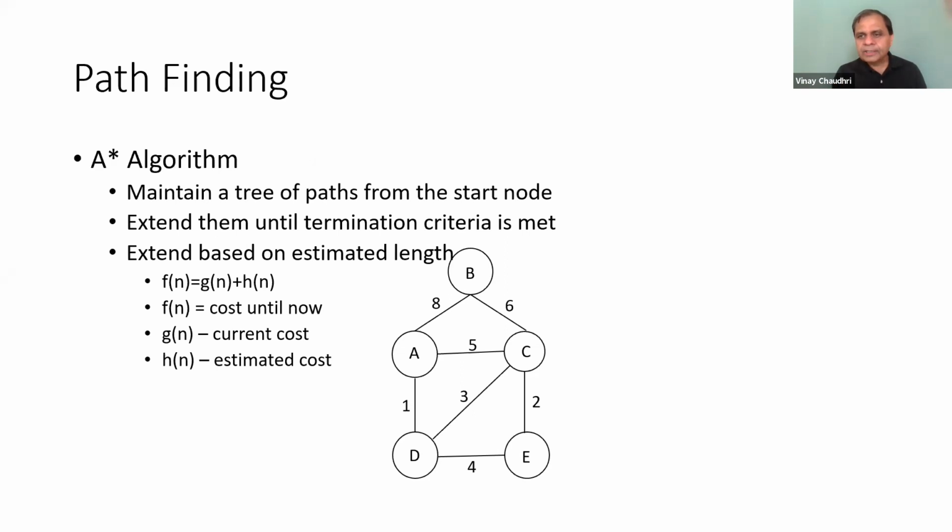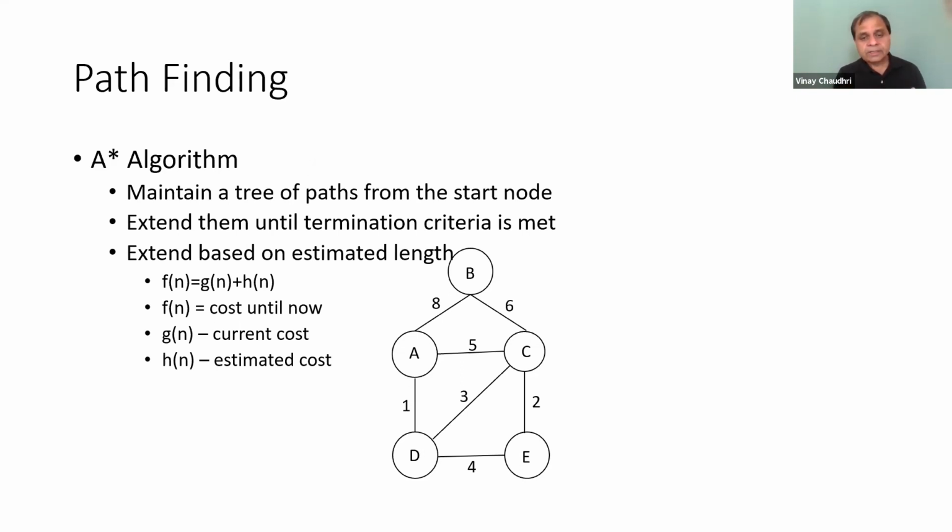So there are many approaches for doing the pathfinding, but I'm going to cover a classic algorithm for solving the pathfinding problem, which is known as the A-star algorithm. It's a very fundamental algorithm which was originally developed in the context of AI planning, but it's clearly applicable to doing pathfinding in graphs.